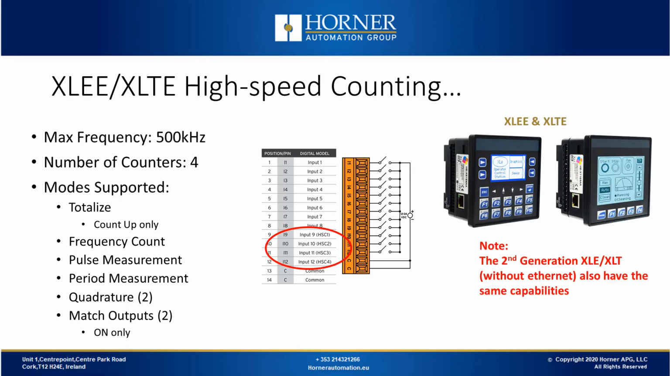Next, let's take a look at the 2 entry-level points to the XL series, the XLE and XLT with Ethernet. These products are updated versions of the classic XLE and XLT, with added built-in Ethernet capability, along with faster processors and upgraded high-speed counters. They support up to 500 kHz frequencies and up to 4 counters. Its mode support is very similar to the Micro series. It supports totalizing count-up only, but it also supports frequency counting, pulse measurement, period measurement, quadrature encoders, and match outputs for turning on an output based on position.